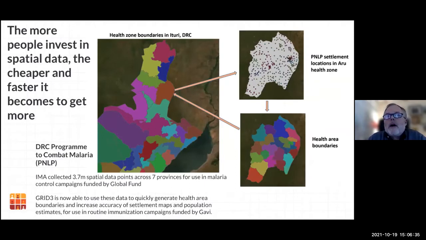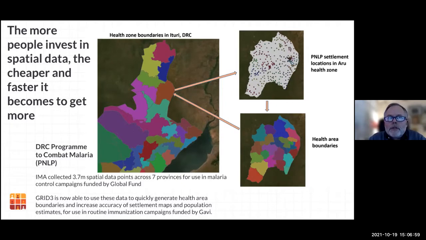Another way to talk about positive externalities is that the more people invest in these kind of data, the cheaper it becomes to get the next stage and the faster it is to get the next stage. This is an illustration from the program to combat malaria in the Democratic Republic of Congo.